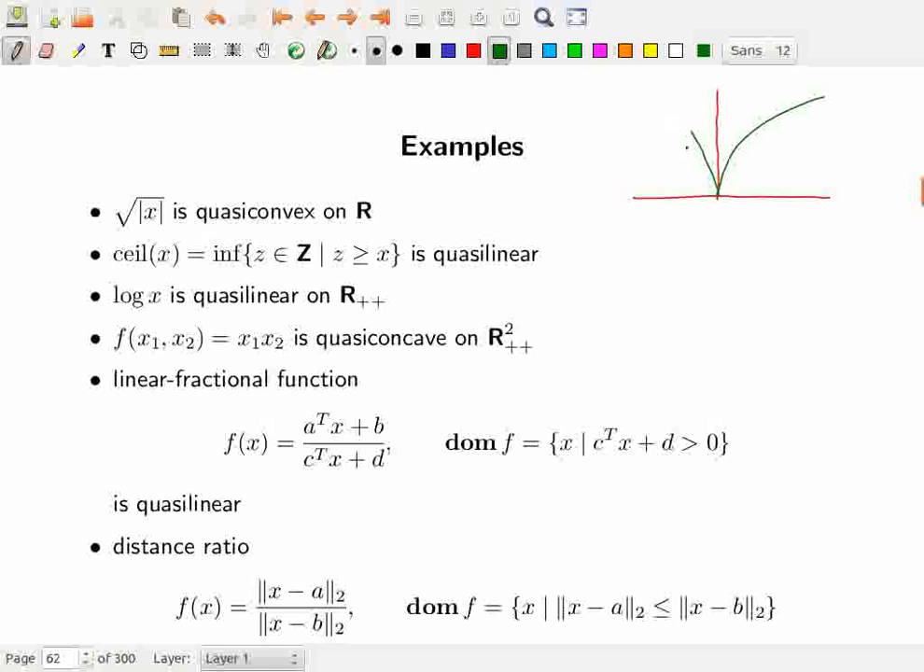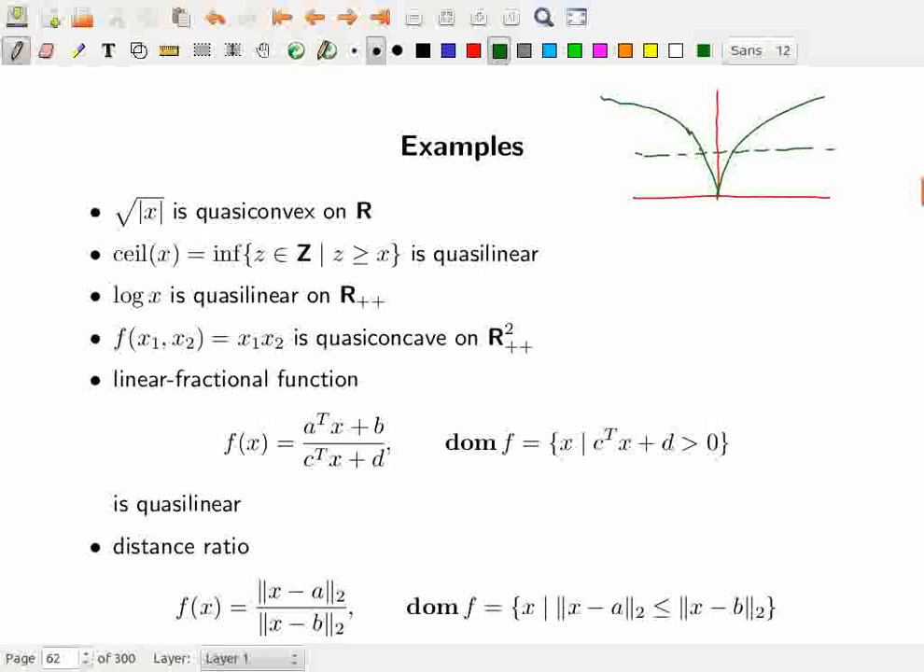Convex or concave, do you have to draw it, or just plot it? Can we do it without plotting? Yes. This function, if you define some sublevel set here, the domain is always convex. Ceiling function, it's quasi-linear.